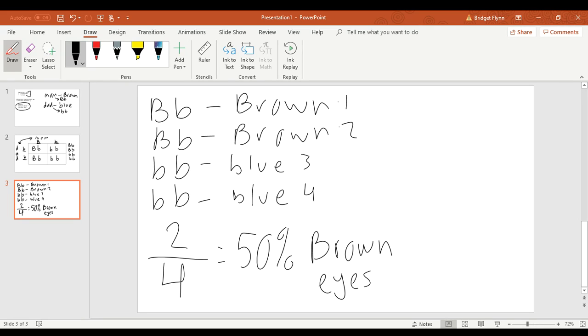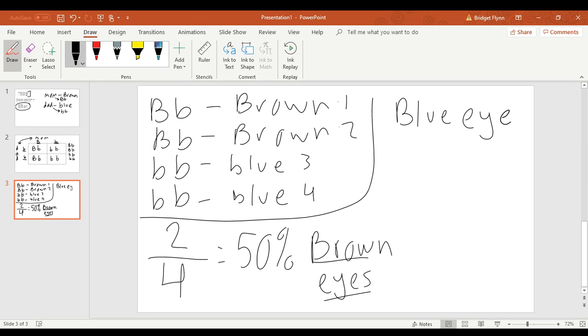What if I ask, what are the chances of blue eyes? So, still four possibilities. Just because we found out for brown eyes doesn't mean those go away. So, for blue eyes, there's four possibilities. One, two, two is 50%. So, this couple has a 50% chance for blue eyes and a 50% chance for brown eyes.